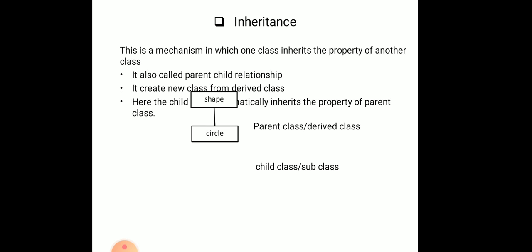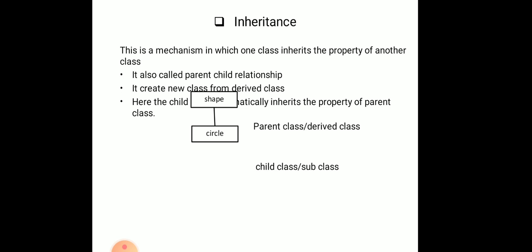The next concept is inheritance. Inheritance is the mechanism in which one class inherits the properties of another class. It is also called the parent-child relationship. It creates a new class from a derived class or existing class. Here, the child class automatically inherits the properties of the parent class.